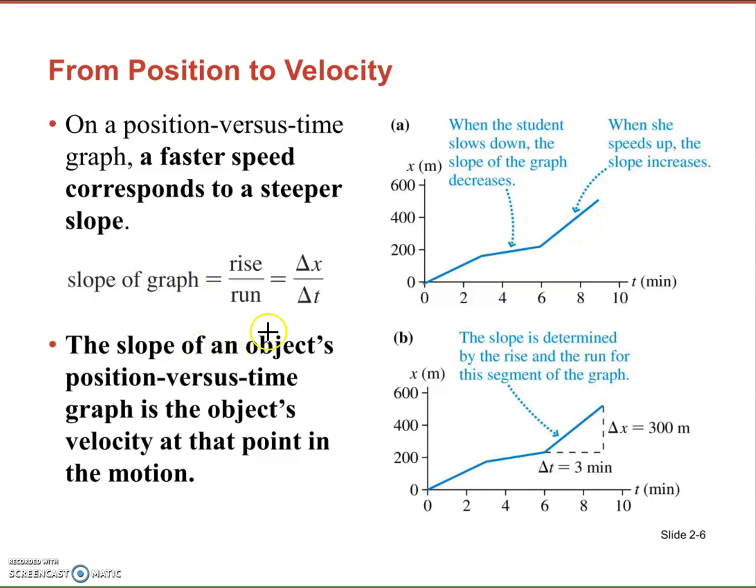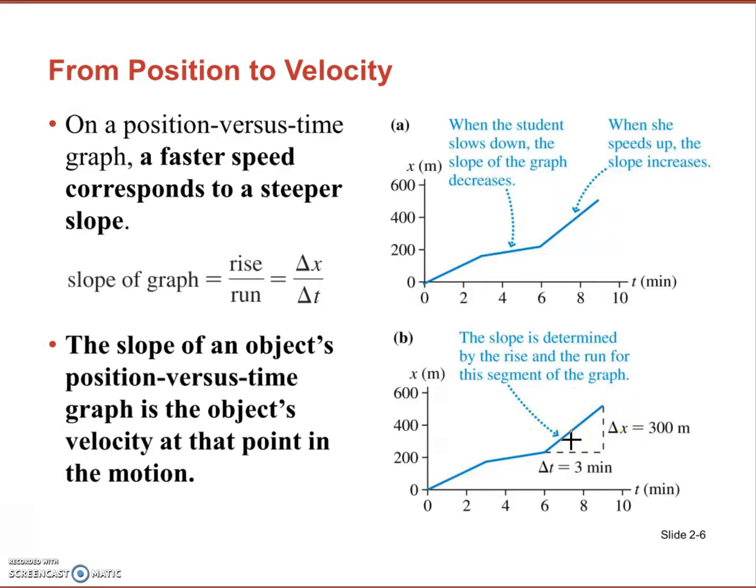The slope of the graph, remember from algebra, is equal to the rise over the run. Well, the rise is the change in position. What do we call the change in position? Displacement. So the rise is displacement, the run is the time interval about which we are talking. But we've seen this before, delta x over delta t. That, in fact, is our definition of velocity. Therefore, the slope of a position versus time graph is equal to an object's velocity. Okay? It's equal to that object's velocity at that moment in time.